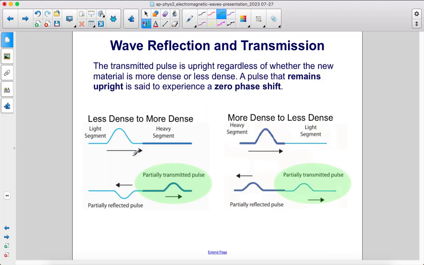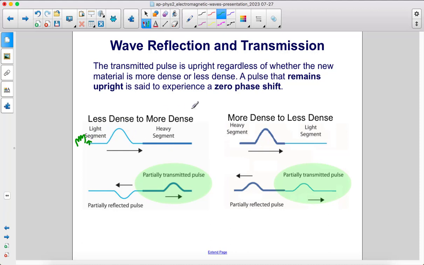Here we have two different scenarios. We have a light segment of string into a heavier segment of string. And here we have a heavy segment of string moving, and then it bumps into a light segment. So the transmitted pulse is upright, regardless of whether the new material is more dense or less dense. So let's say we had a person here, and this is their hand, and they shake the string that way so that it sends this pulse down.